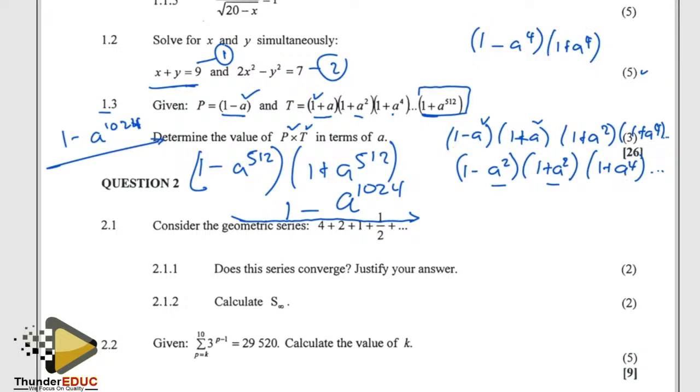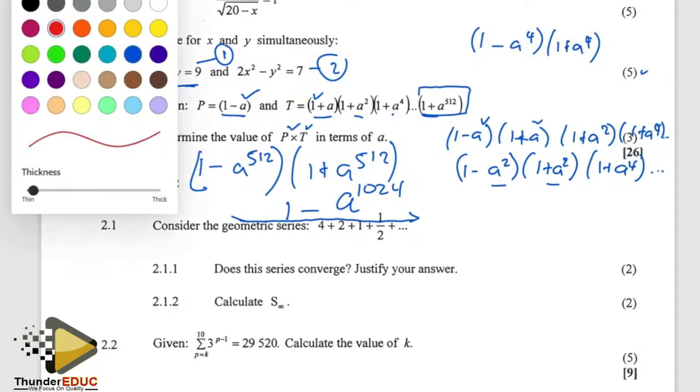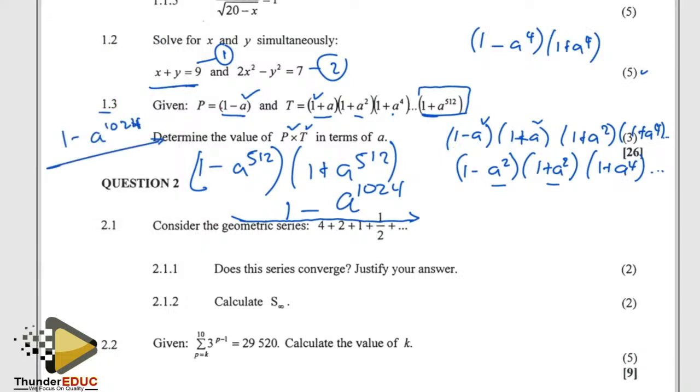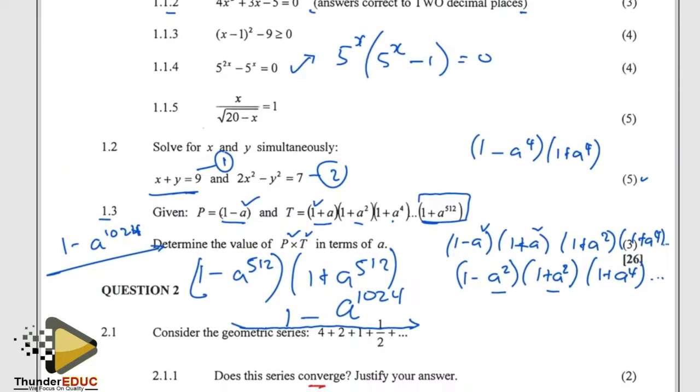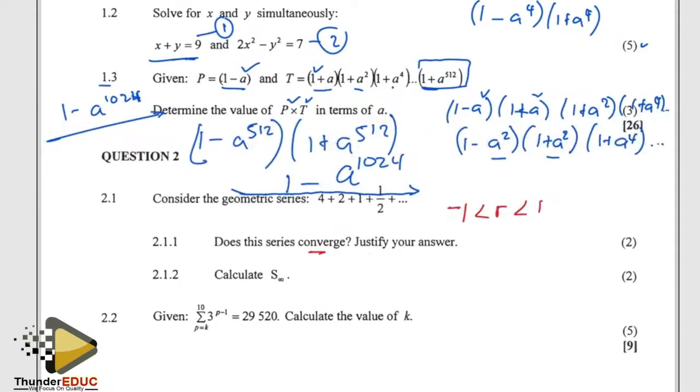Now remember what we said in the notes before, in the previous videos. For convergence to take place, there is a condition that needs to be fulfilled. And the condition is that -1 must be less than r, and r less than +1. In other words, our common ratio must be between -1 and 1. So in this case, we need to find the common ratio. And if indeed the common ratio is between -1 and 1, then this series will converge.